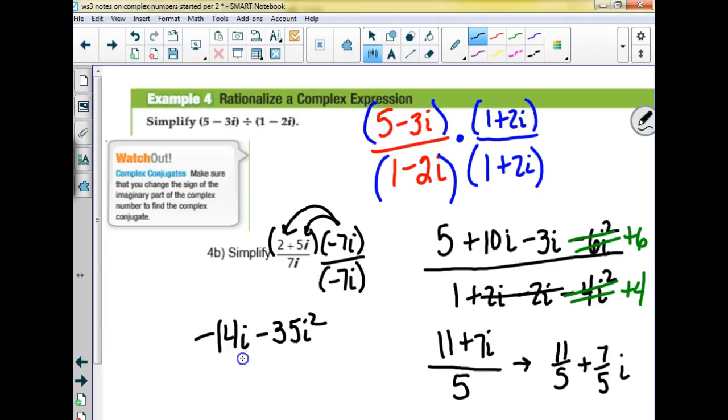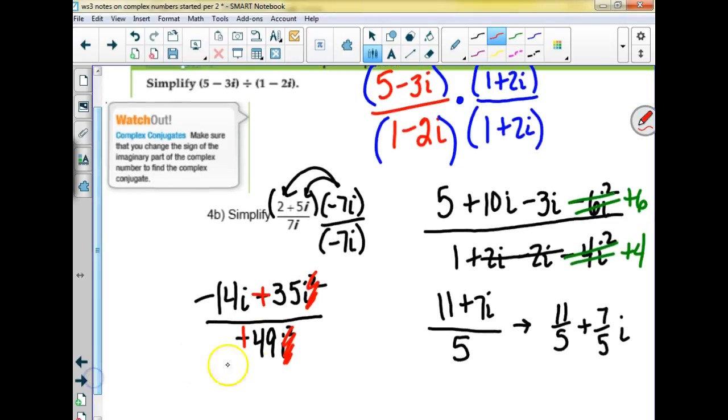I squared, okay. And in the denominator, we get 7i times negative 7i is i squared, okay. Now, i squared is negative 1 times negative 35, which makes this a positive 35, right? i squared is negative 1 times negative 49, which makes that a positive 49. What do you notice? They all are divisible by 7.